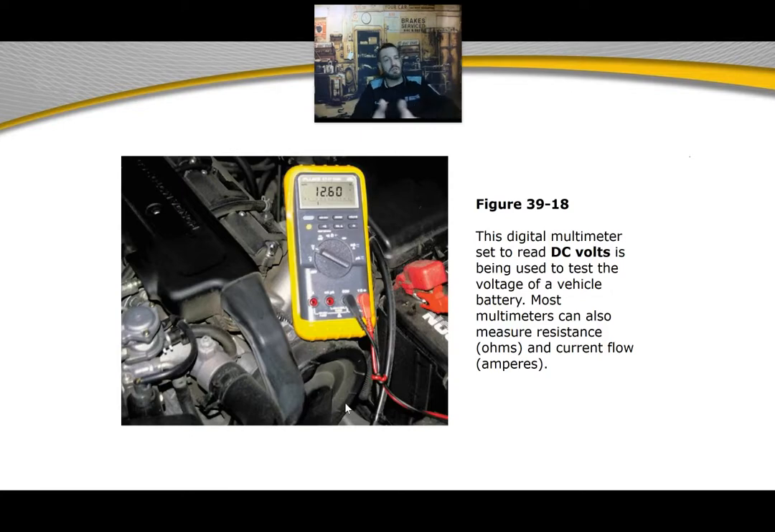DC, we use direct current in automobiles. The only thing that really is alternating current is some motors and the alternator, right? We're not going to worry about that right now.